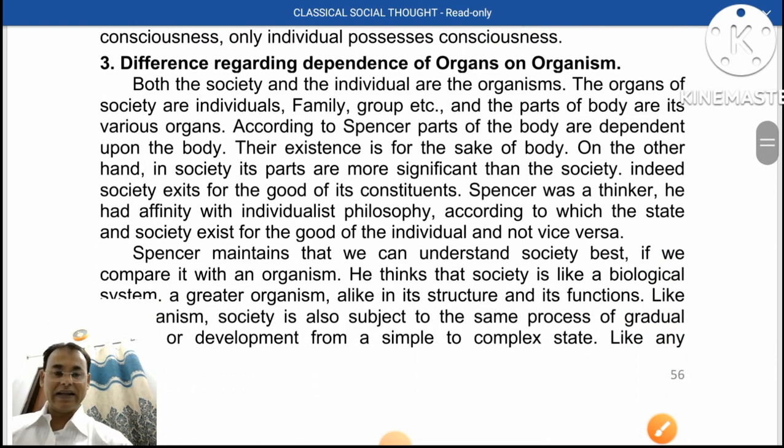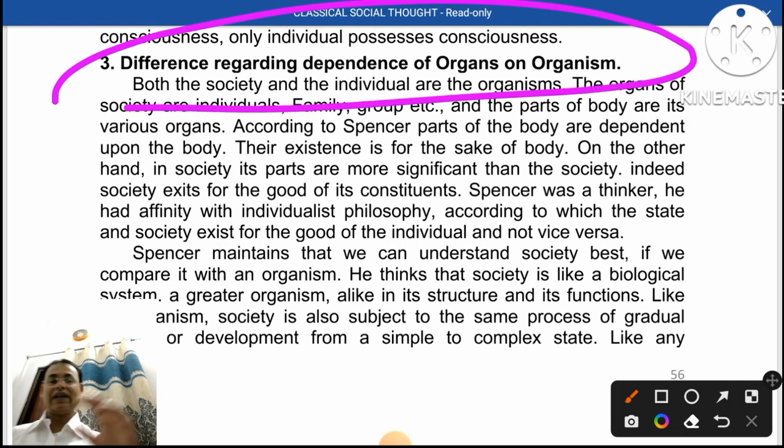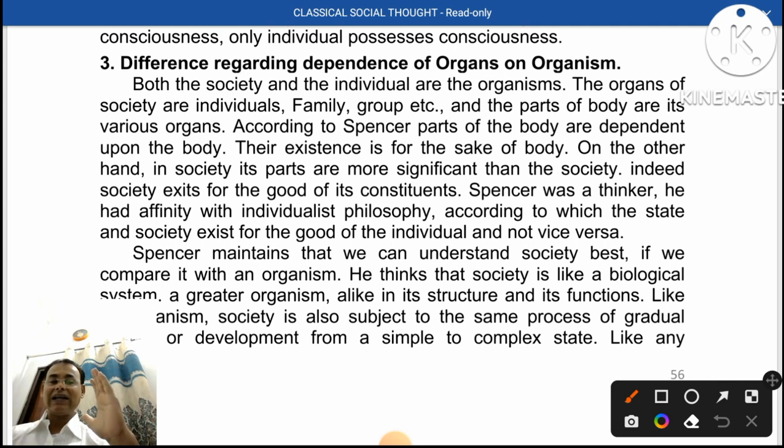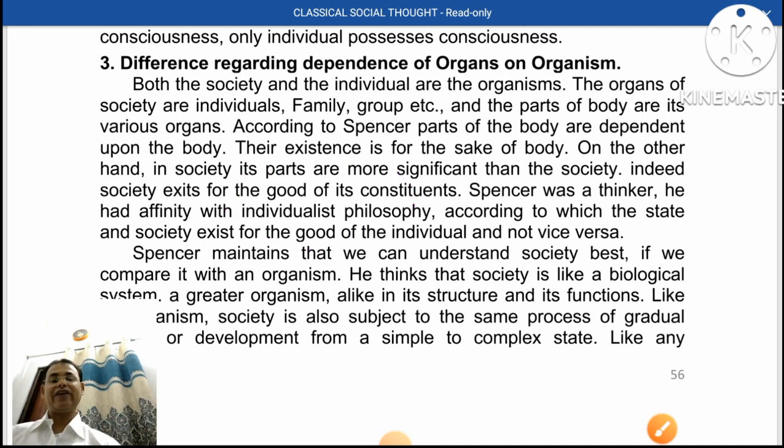Difference regarding the dependence of organism or organs on the organism. Both society and the individual are organisms. The organs of society are the individual, family, group, etc., and the parts of the body are its various organs. According to Spencer, parts of the body are dependent upon the body. Their existence is for the sake of the body. On the other hand, in society, its parts are more significant than society. Indeed, society exists for the good of its constituents. Spencer was a thinker who had affinity with individualistic philosophy, according to which the state and society exist for the good of the individual and not vice versa.